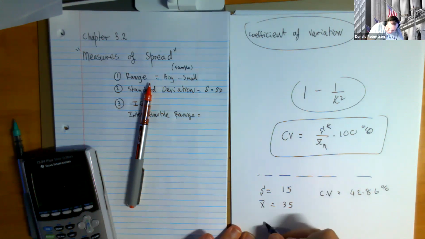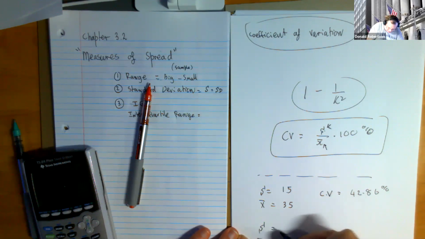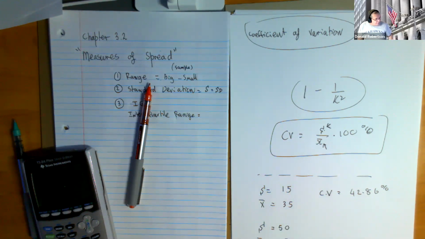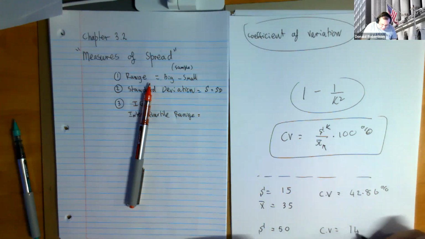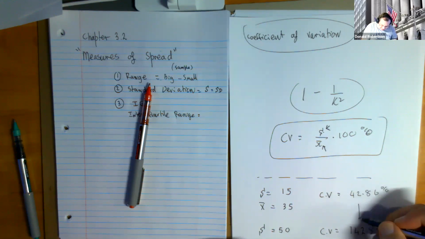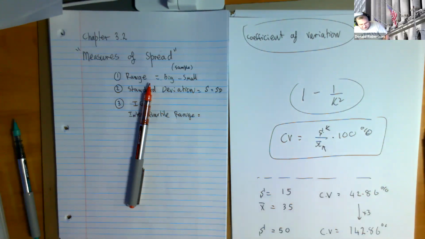Now, a different story. Can you imagine a different data set where the mean was 35, but the standard deviation was, say, 50? Then, in this second world, you'd go 50 divided by 35, and you'd get 142.86%. And in a very, very rough way, looking at this data set, what you're seeing is that in this second world, it's 3 times bigger.